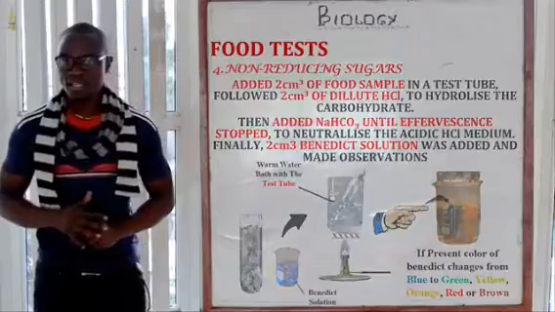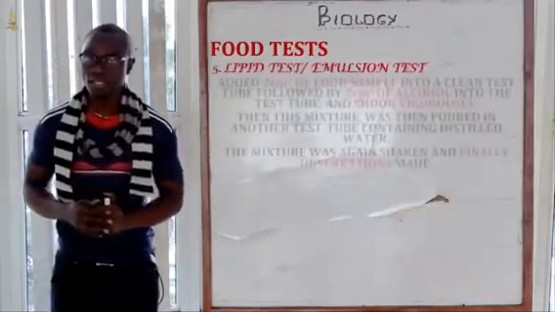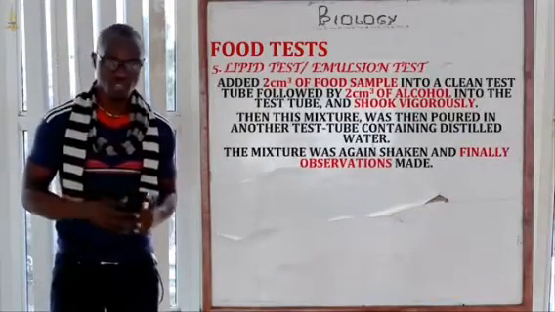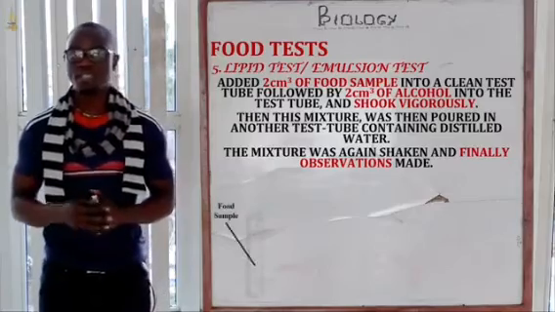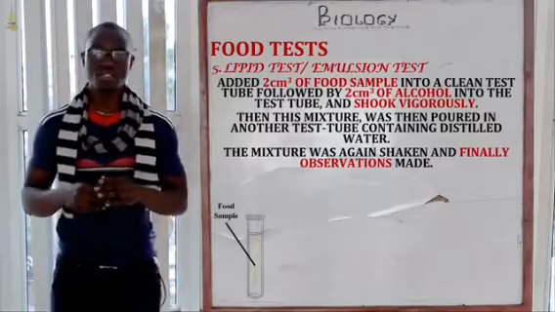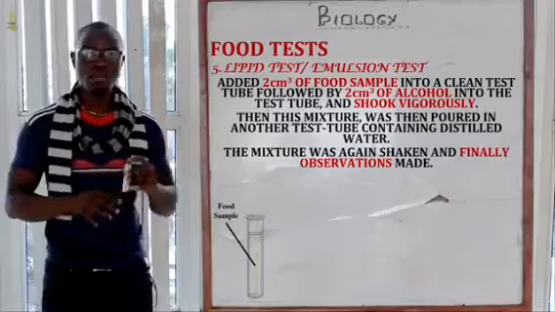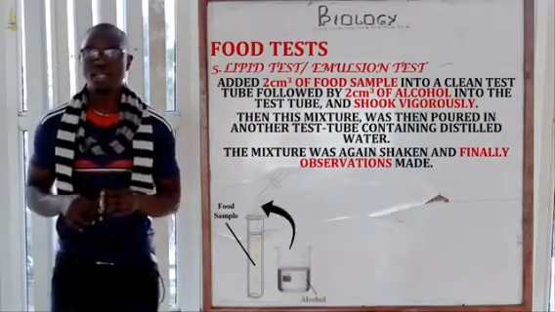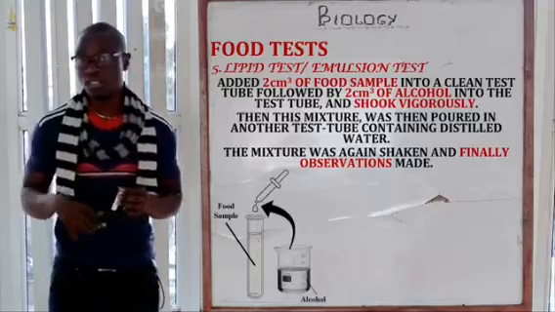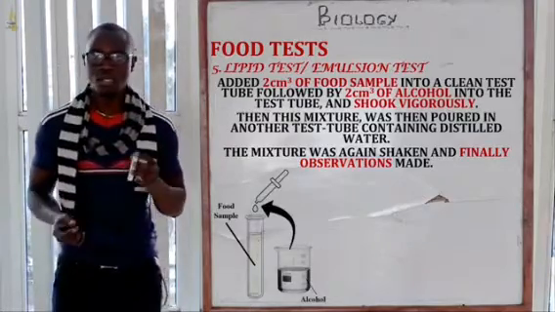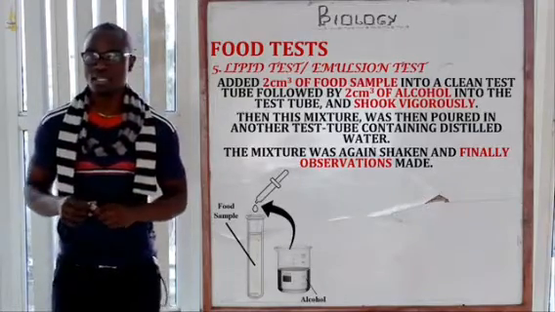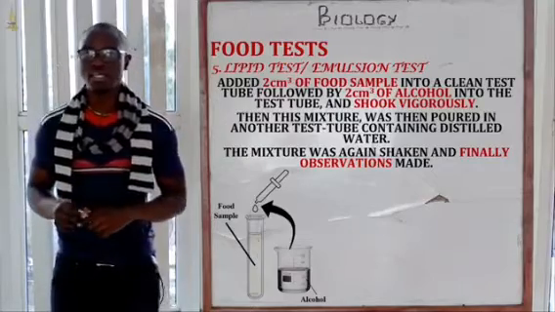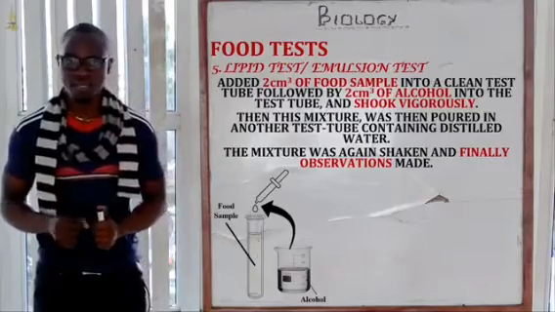So the next test we are going to look at is the lipid emulsion test, where we test for lipids. So what happens in the emulsion test? You take a food sample, let's say for example milk, and place 2 centimeters cubed in a test tube. Then you take 2 or 3 centimeters cubed of ethanol and mix it inside the test tube that contains the milk.